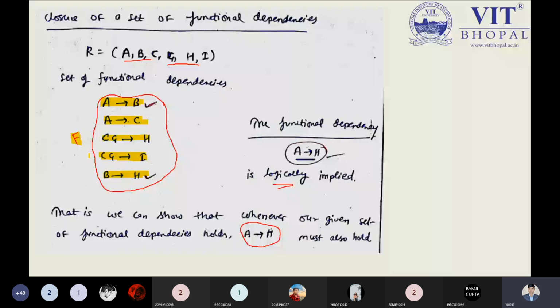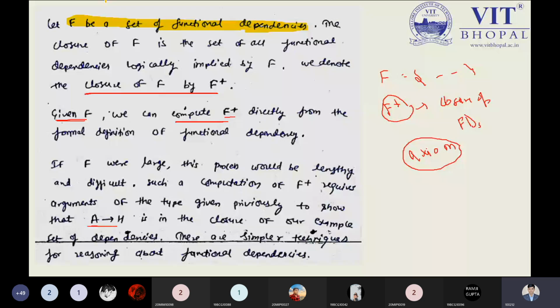Now, after this point, what we have written, the closure of F, the word we have to pick carefully: the closure of F is the set of all functional dependencies logically implied by F. These are the key terms we have to keep in mind properly.